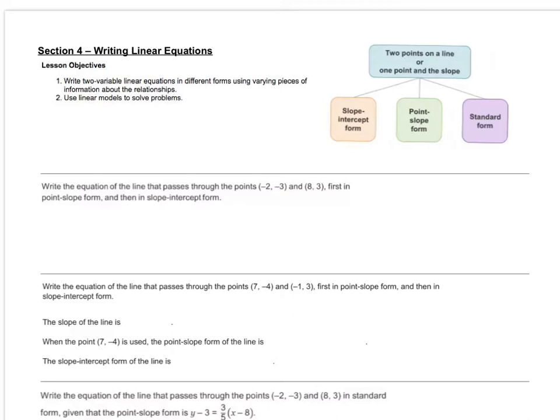Before we do anything, when we're being asked to write the equation of a line, oftentimes we're given 2 points on that line or 1 point and the slope. Given any of this information, we can write the equation in slope-intercept form, point-slope form, or standard form.